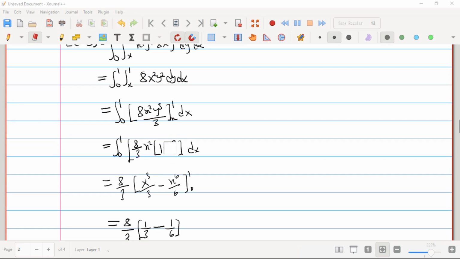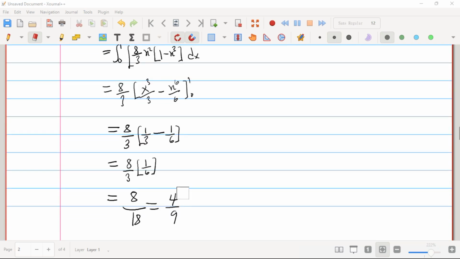So once we have this one, all that you have to do is also integrate this with respect to what? X. So when you do the integration on this one, that's what you are going to get, and then just put in the limits 0 and 1. We are getting our final answer to be what? 4 over 9.